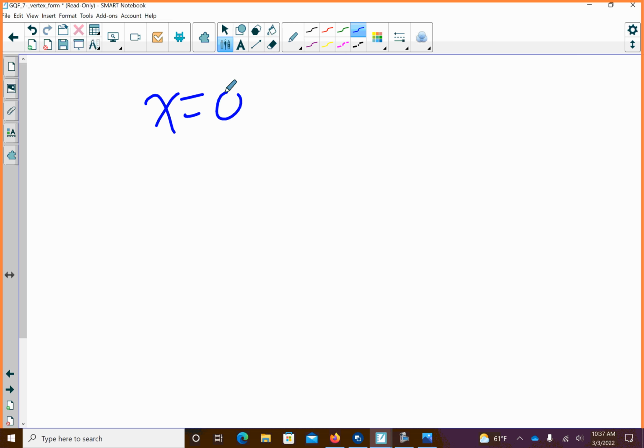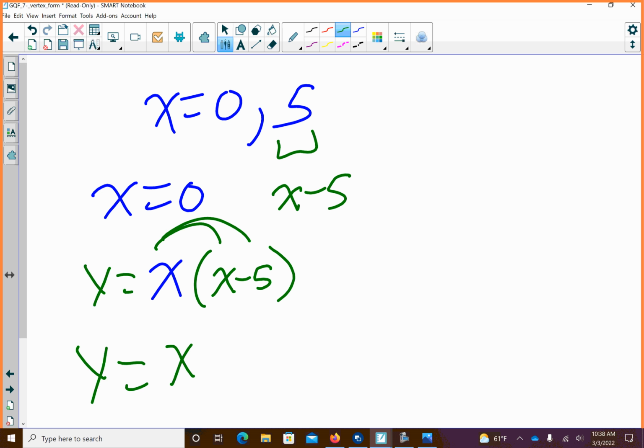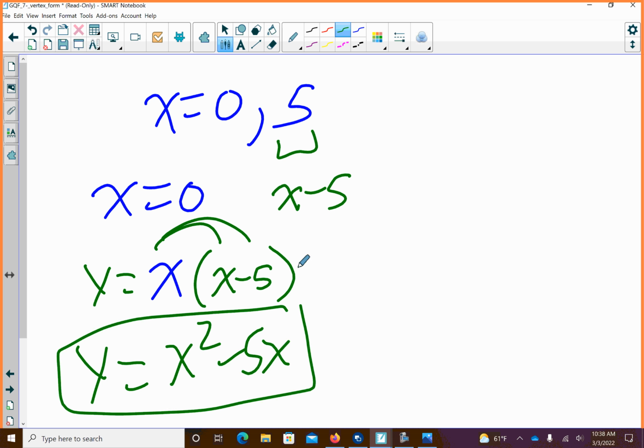17, x equals 0 and 5. Okay. X equals 0 means I'm just going to have x, because if I go x plus 0 or x minus 0, it's still x. This one's going to give me x minus 5. So this is my parabola in factored form. If I multiplied it out, distribute, I get x squared minus 5x. Okay? Seem good?